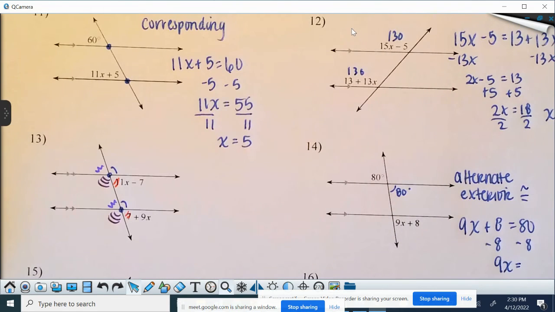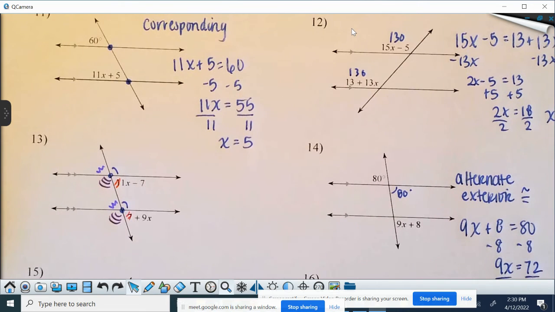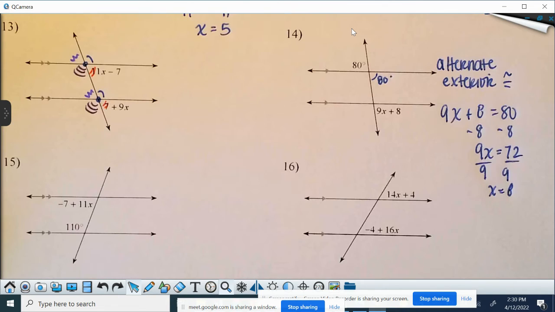So that's going to give me 72. Divide by 9. It's going to be 8. So x equals 8. And I'm off the screen, sorry. X equals 8. So 9 times 8 plus 8 is indeed 80. So we did our math right, at least giving it our best go to make sure we did our math right.